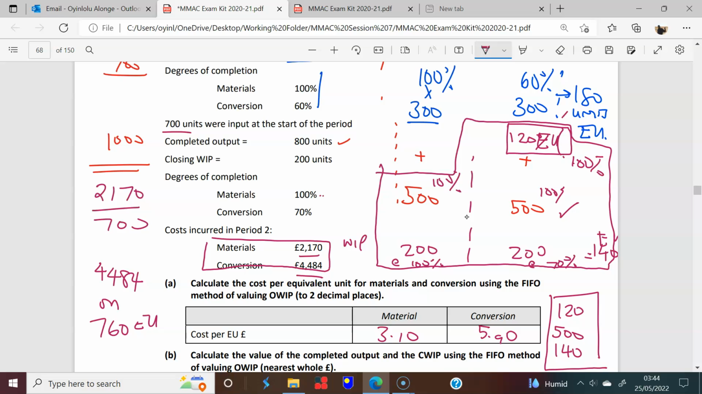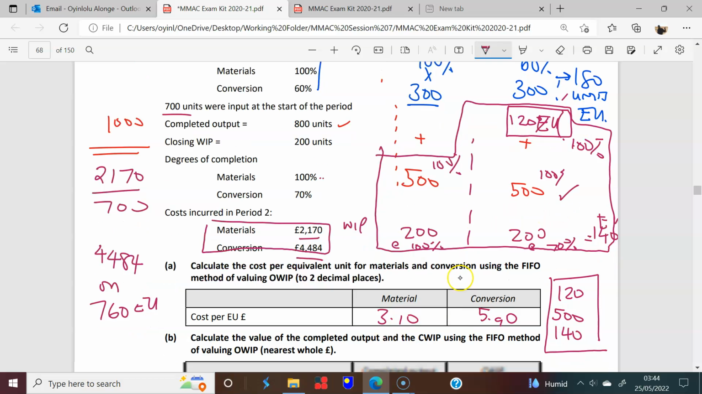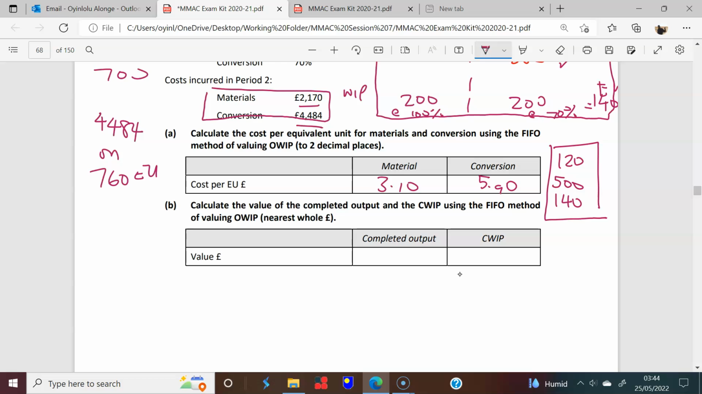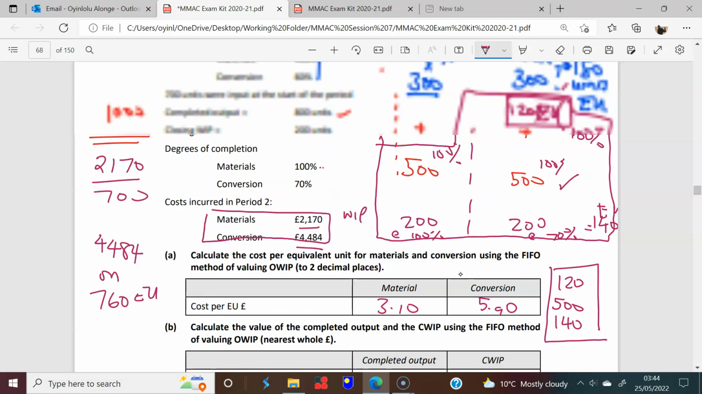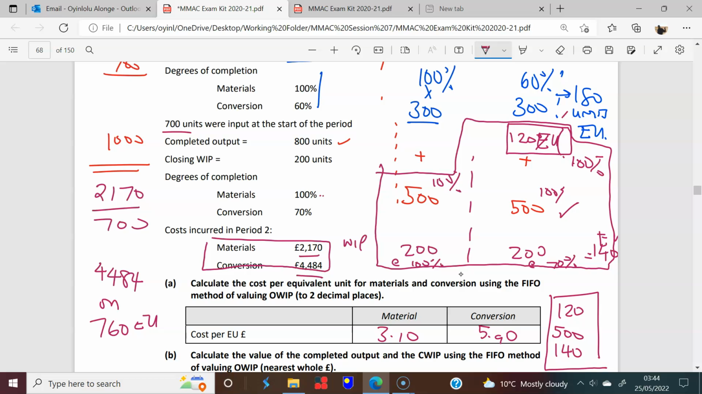What am I doing? I'm only focusing on the inputs that went in during period 2. But what did we do in period 2 is the question. We completed the old stock, did the complete stock, and also did closing work in progress, with however far we got with our closing work in progress. So we need to find what those values are, and then we can value anything we need to. Now any question I get, if a question says calculate the value of the completed output, I can do that, and the closing work in progress, I can do that. I can do anything. I can find what this value is because I know I have these values.